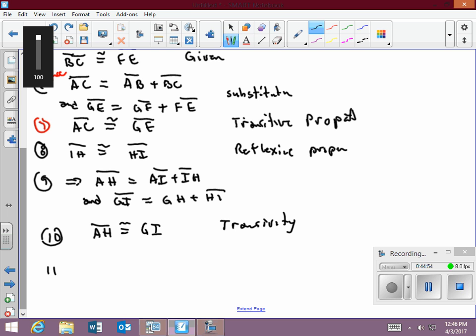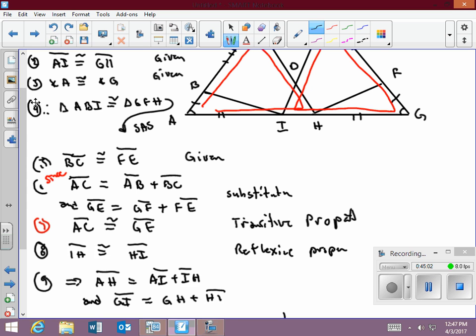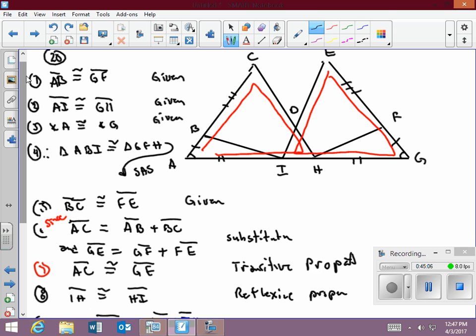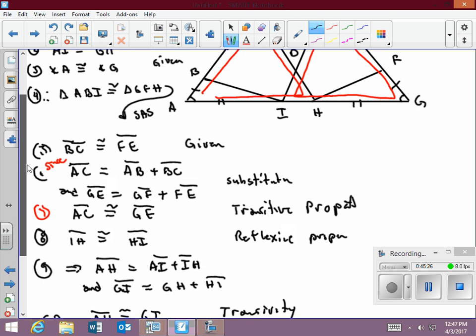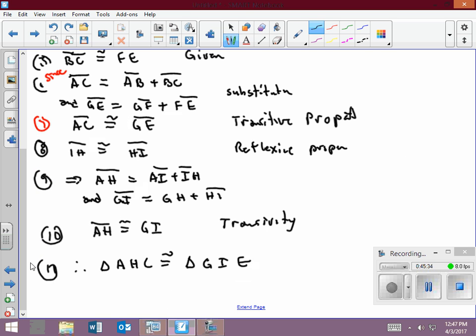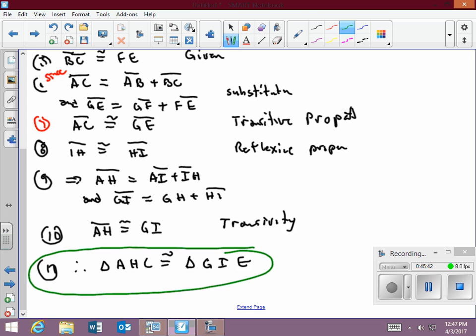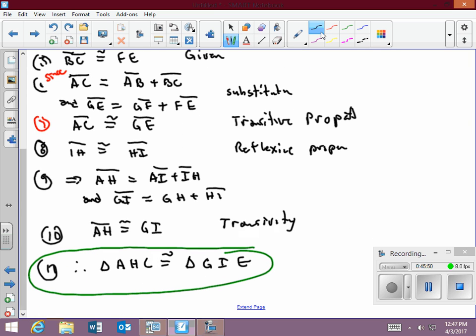And then you can make the conclusion that the triangle, what is the last one? The last one you have there. AHC is congruent to GIE. Show them is we've got the two triangles. This one and the triangle back up here, the one I didn't write the statement of, side angle side.